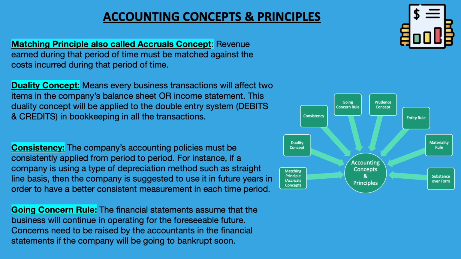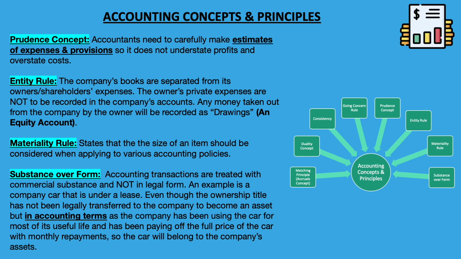Going concern rule. The financial statements assume that the business will continue operating for the foreseeable future. Concerns need to be raised by the accountants in the financial statements if the company will be going bankrupt soon. Prudence concept. Accountants need to carefully make estimates of expenses and provisions so it does not understate profits and overstate costs.